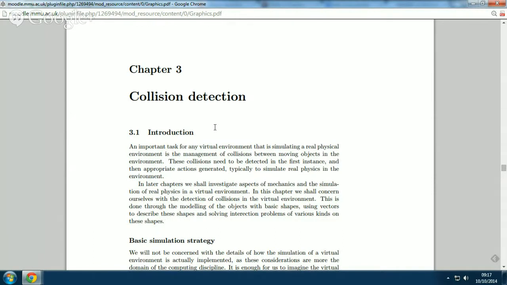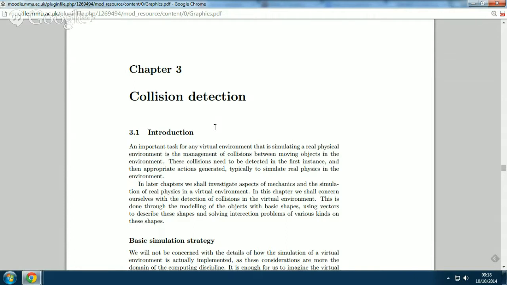An important task for any virtual environment is to simulate the real physical world environment. And to do that, it has to manage collisions that happen by objects moving through the environment. The system has to detect when these happen, or predict when these are going to happen, and also manage anything resulting from the collision.